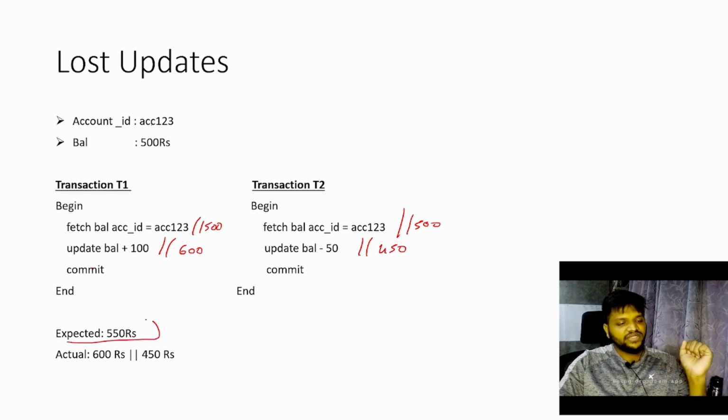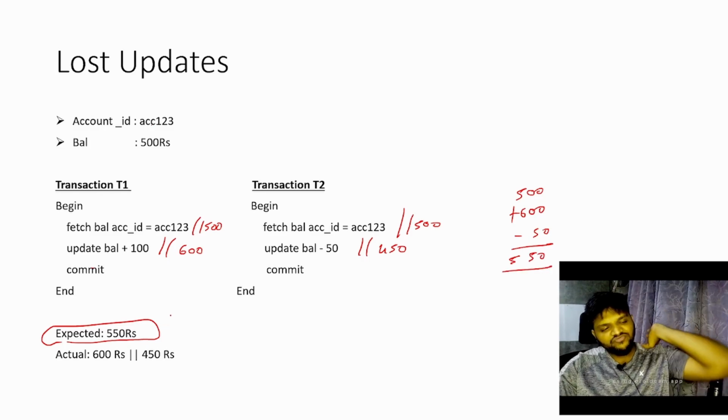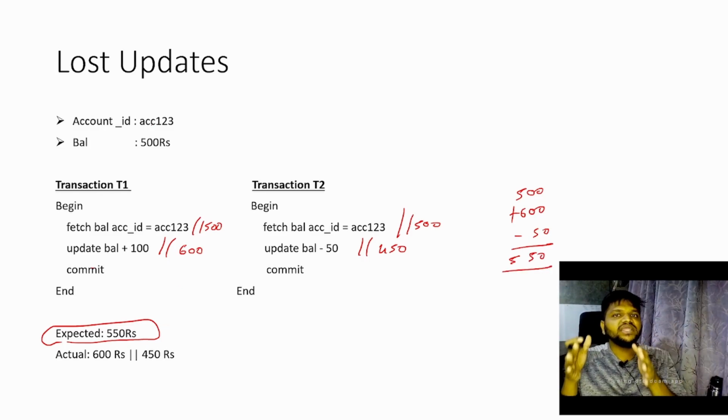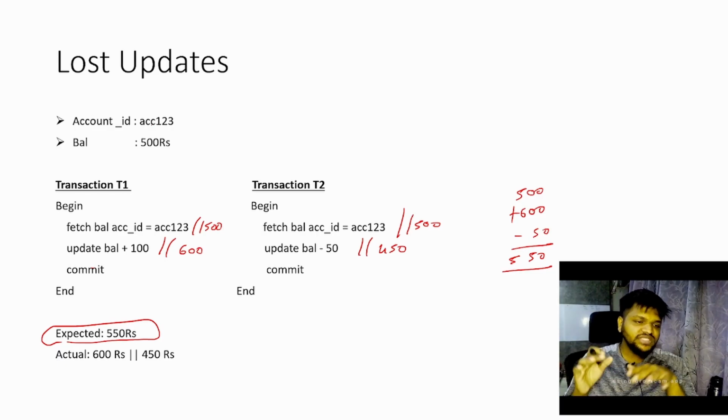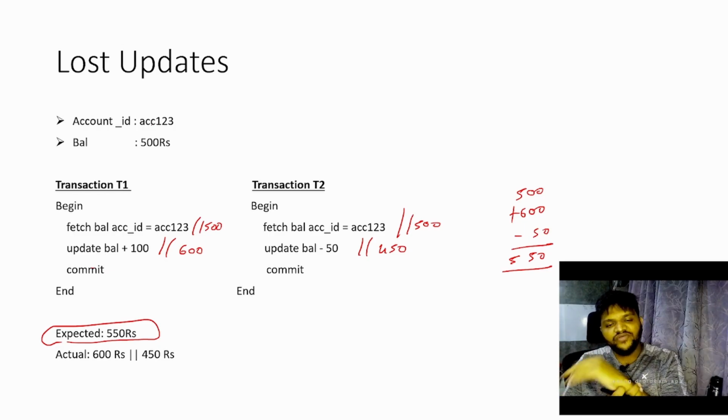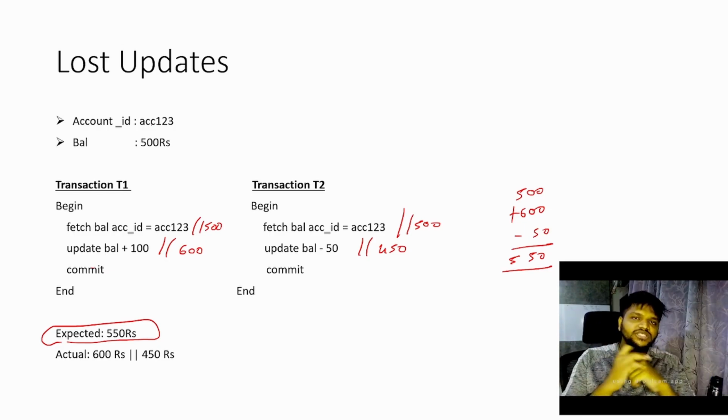What is the expected output? Expected is 550 rupees. How 550? Assume 500 plus 600 minus 50, so it is 550. It should be able to see 550, because even though the transactions are getting executed at the same time, at the isolation level, the database manages it sequentially. It ensures that it executes in sequence, both the instructions are taken care of, and the proper value is updated into the database. This is what is expected. But the actual value is 600 or 450, so either this is getting executed or this is getting executed.